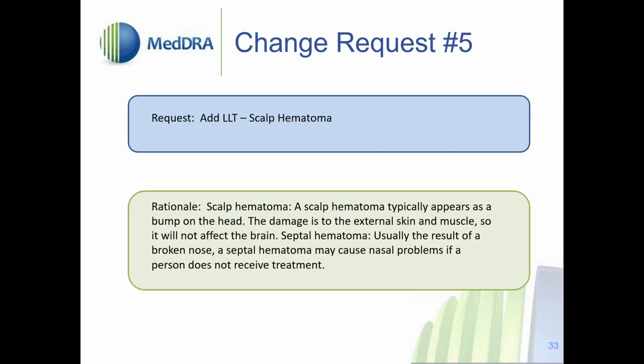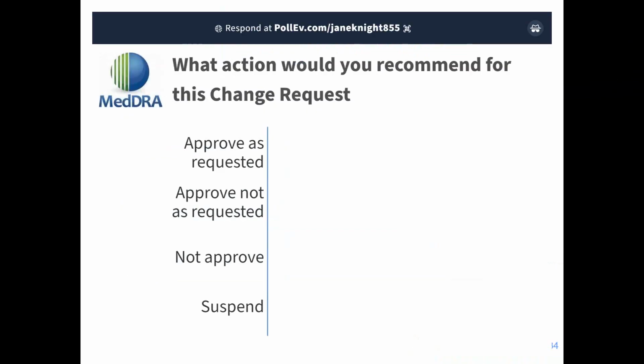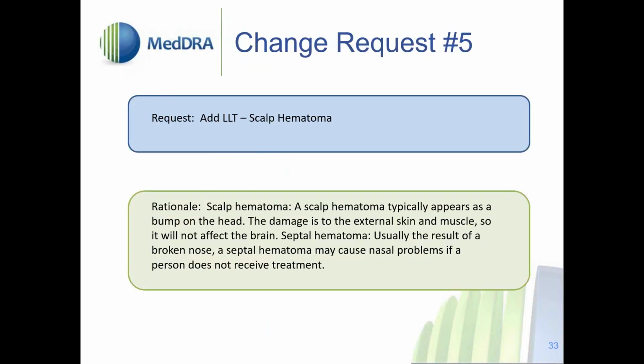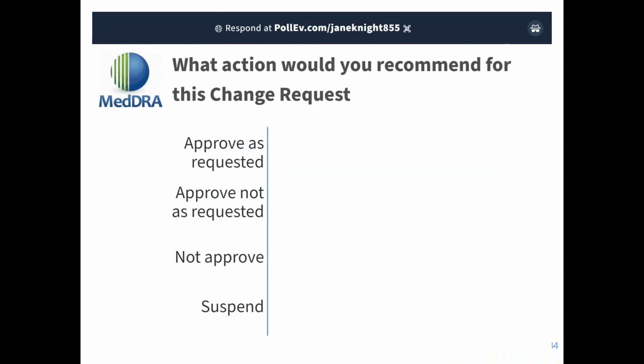So let's have a look. Now, the next example is to add the LLT of scalp hematoma, typically appearing as a bump on the head, the damage to the external skin and muscle, so it won't affect the brain. And they also talk about septal hematoma, which can cause nasal problems. But this one we're talking about is scalp hematoma, with the spelling, you've seen the spelling there. They've asked for it to be an LLT. So what would you recommend for this change?